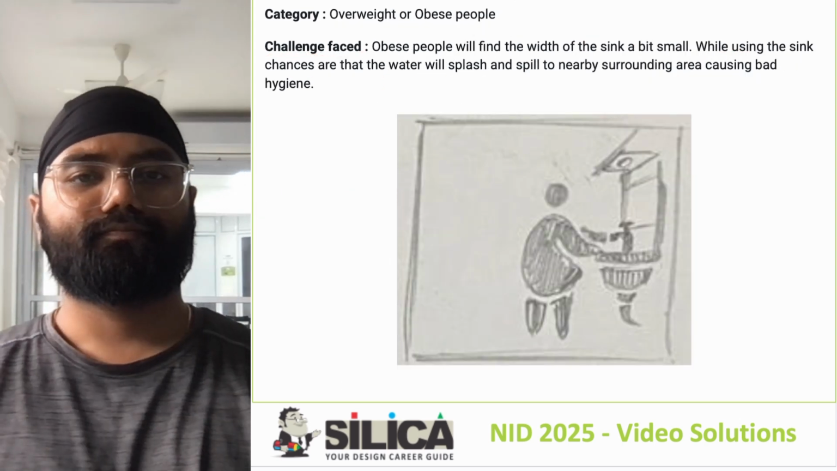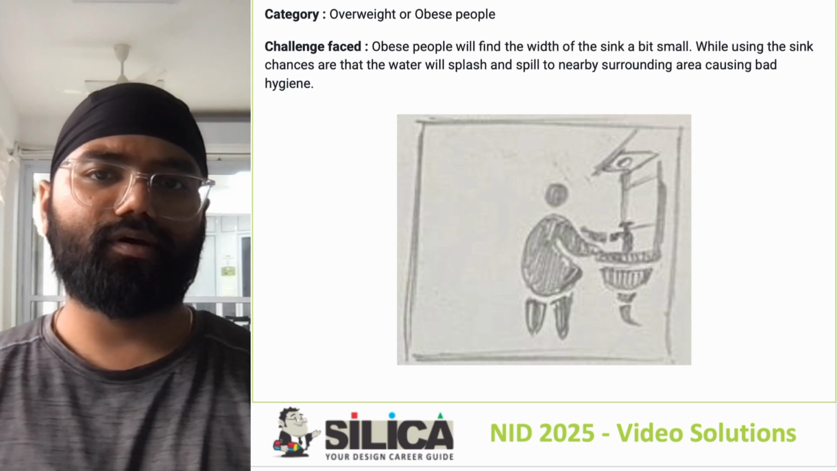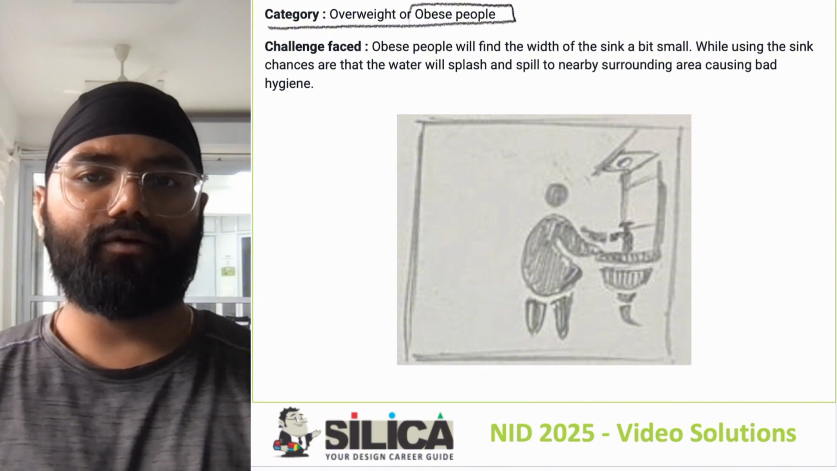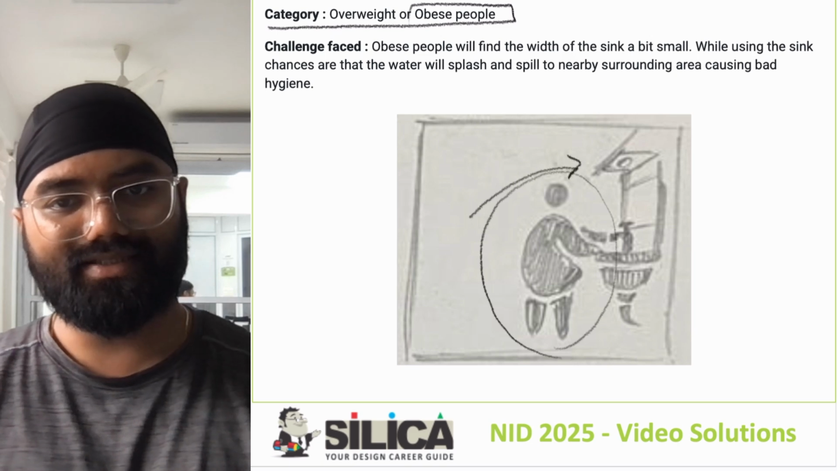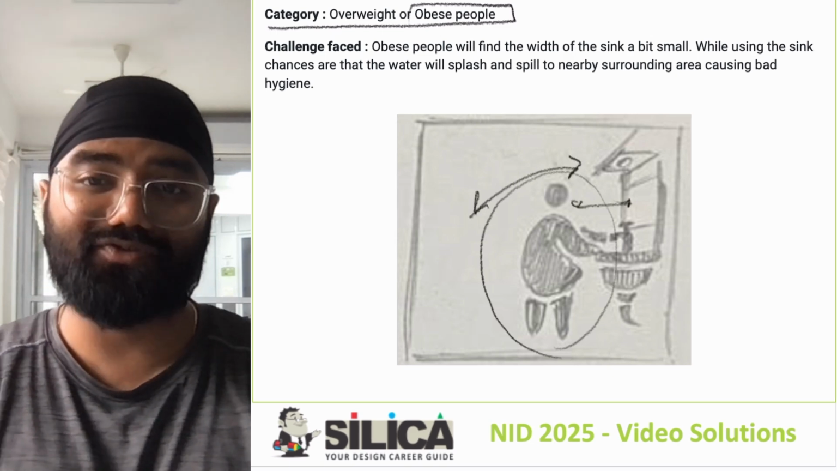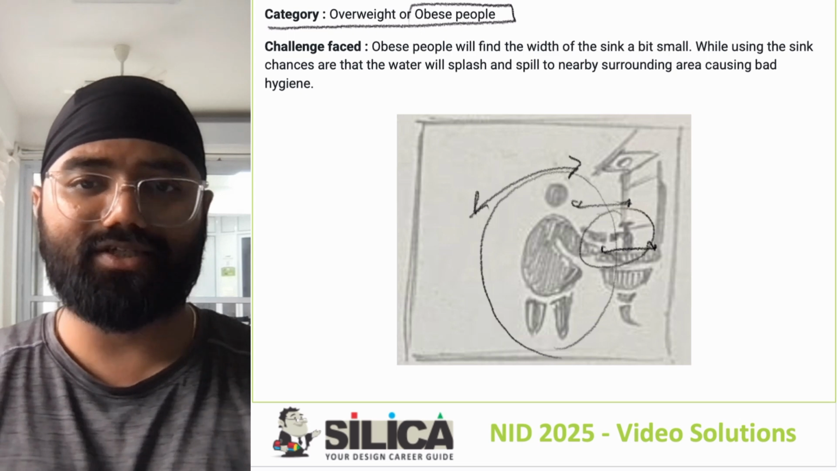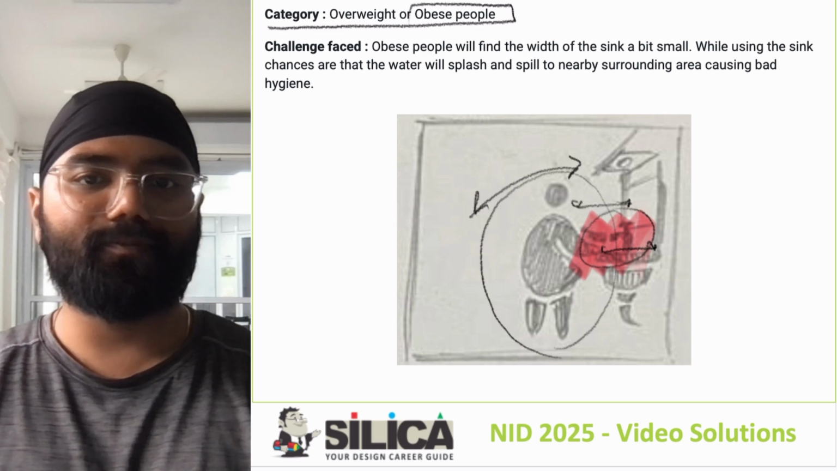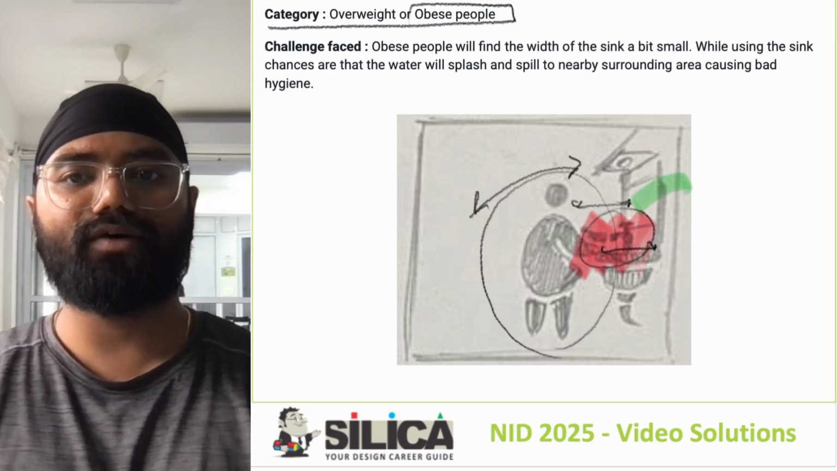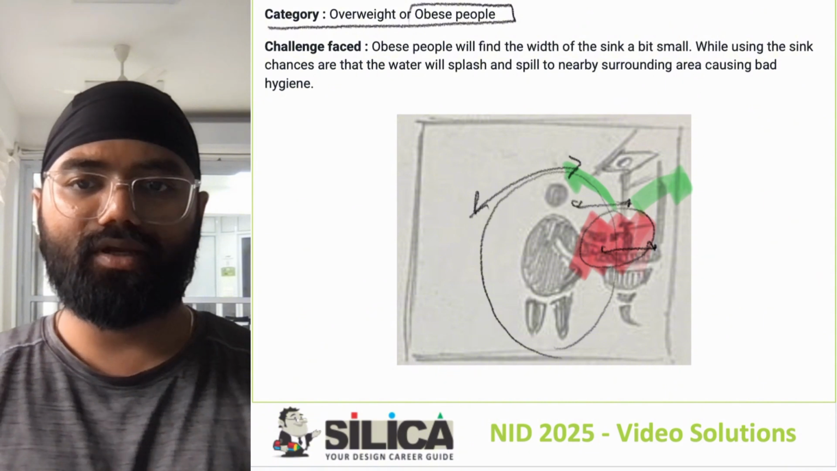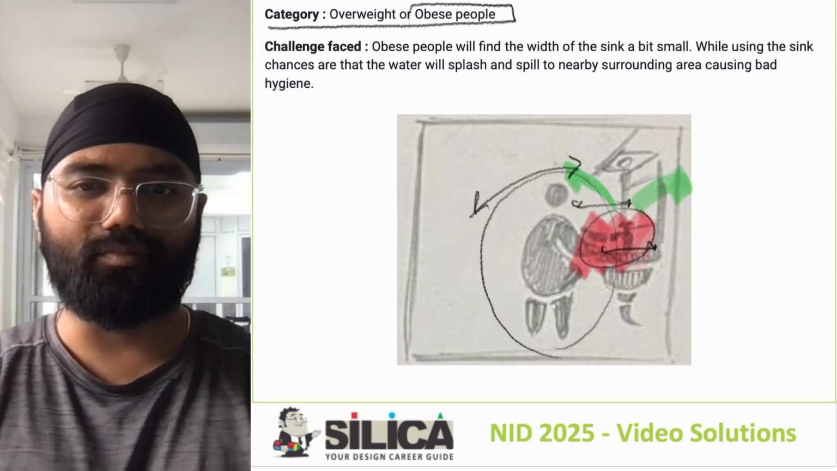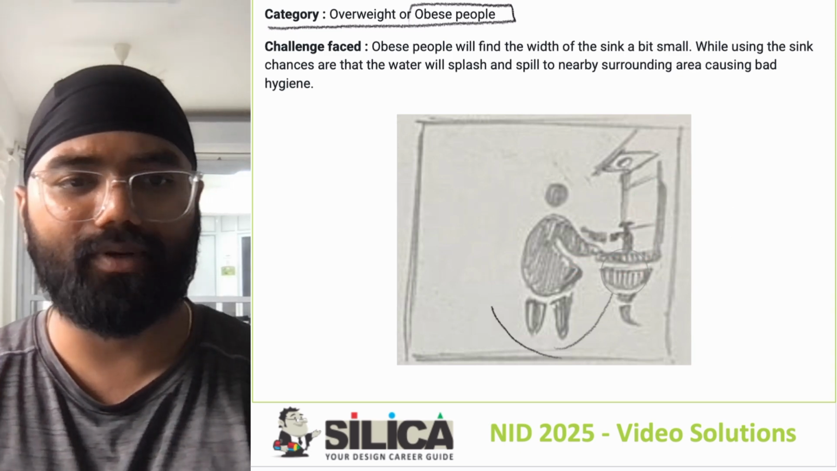The fourth section focuses on overweight or obese people, where we are trying to visualize someone with a larger body frame trying to access the sink. The major challenge is that the sink itself is so narrow, and the passage by the door is also narrow at the same time. There's no room for movement. Water may splash off their hands onto their body, the floor, the wall, the mirror, or themselves, causing a hygiene issue and more discomfort.